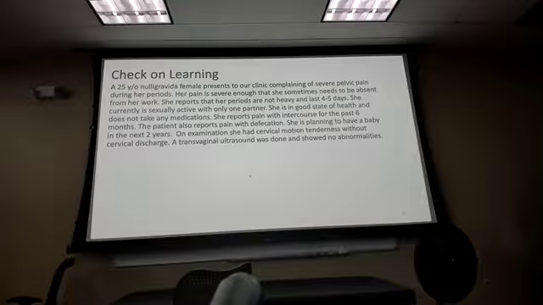Okay, well, we got 3. Okay, and she says, I'd like to have a baby, but not for a couple of years. On exam, she has cervical motion tenderness, but no discharge, no real STI concern. Ultrasound was done, and it's normal. Okay. We have to think about our differentials with this. Our differentials start like this, and we start taking things off.